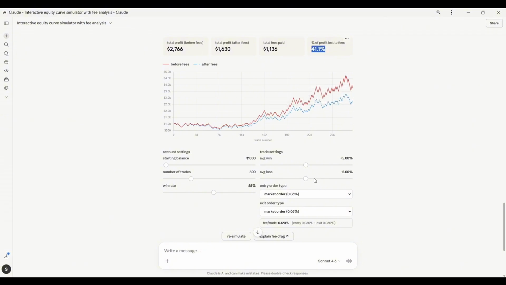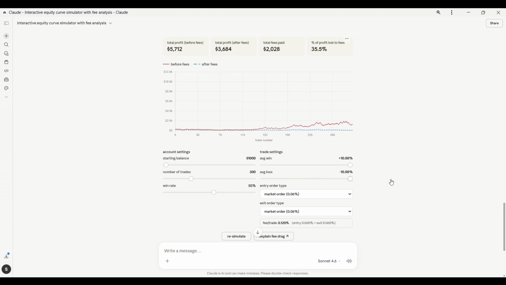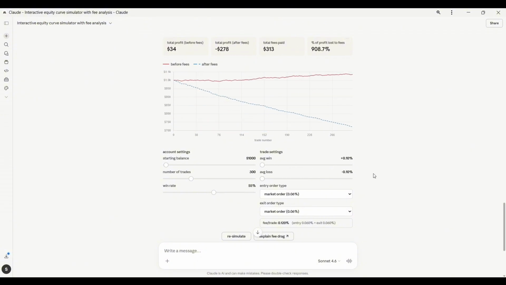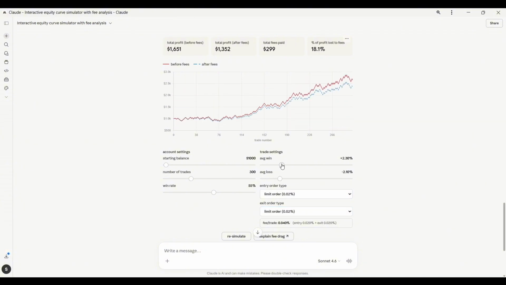41% is lost to fees. If I was to really crank this up to 10, 35% is lost to fees with market in and market out. And if I was to crank this all the way down, look at this. This strategy would literally be down only and burning money. So the fee structure does have an impact on your P&L, and you need to know your numbers.